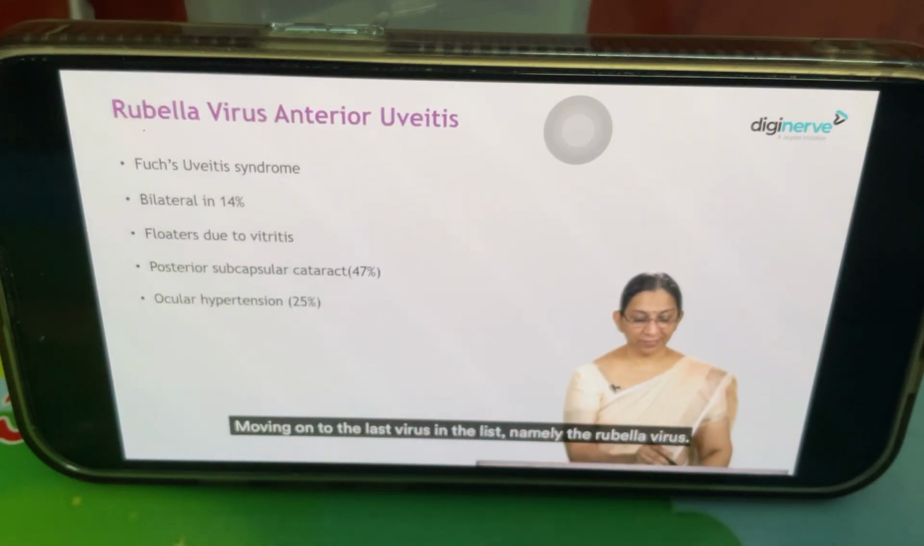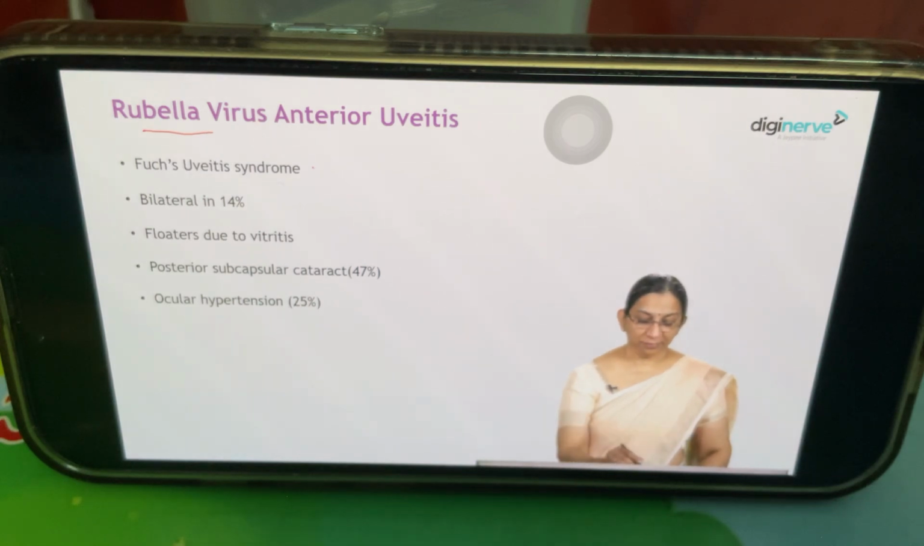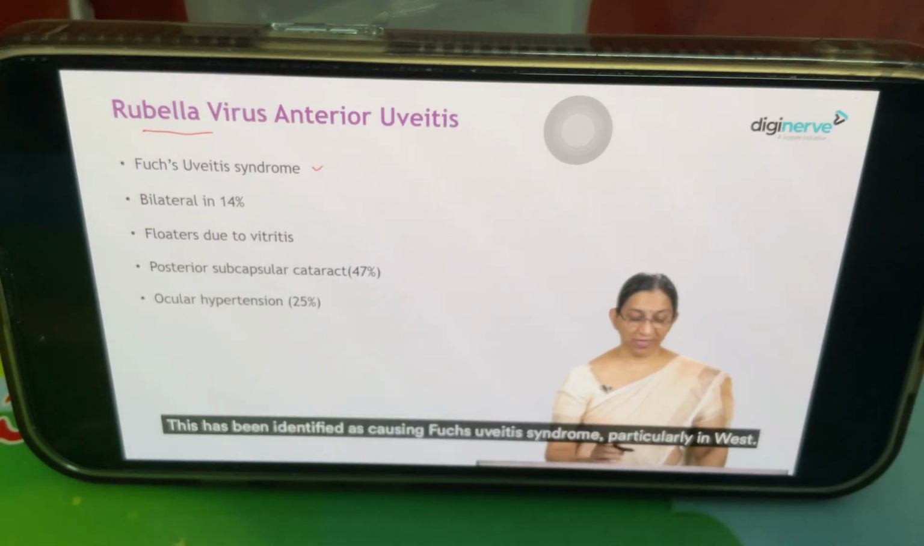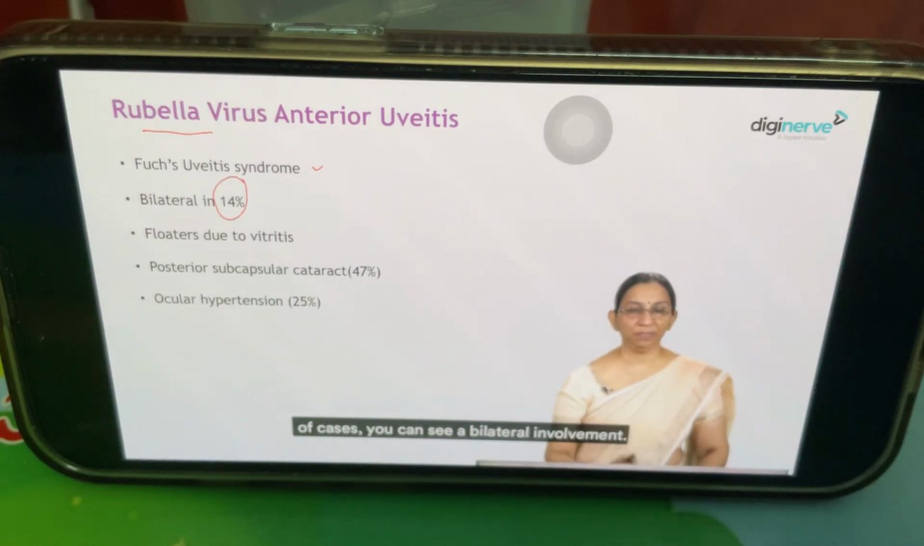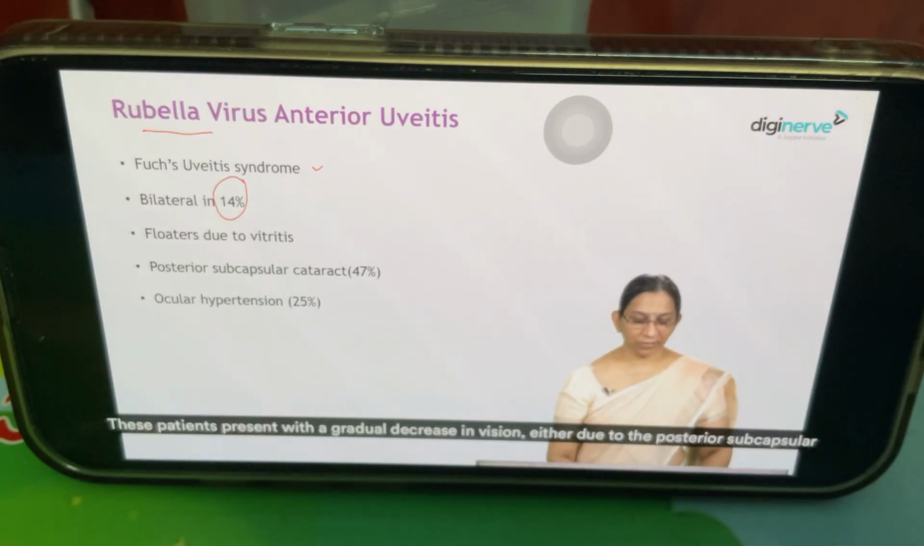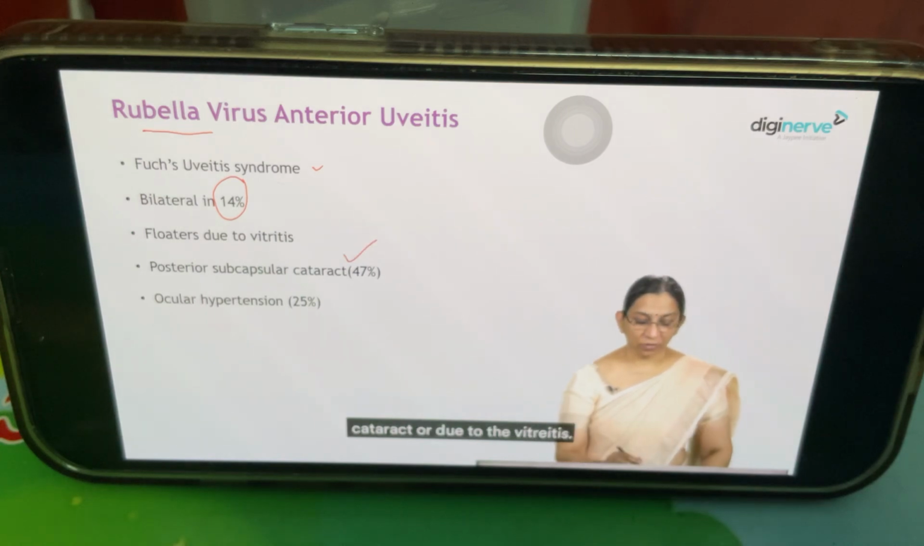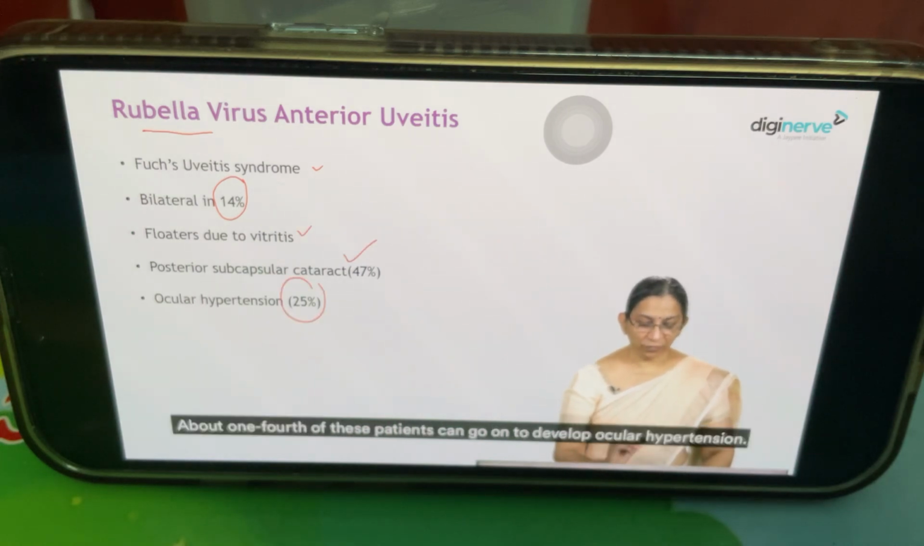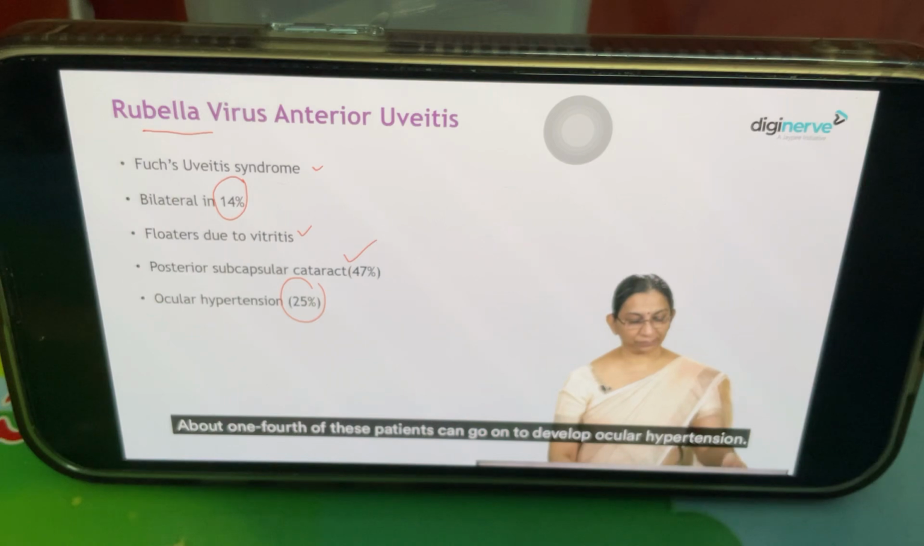Moving on to the last virus in the list, namely the rubella virus. This has been identified as causing Fuchs uveitis syndrome, particularly in the West. We know that Fuchs uveitis syndrome is generally unilateral, but in this case, in up to 14% of cases, you can see a bilateral involvement. These patients present with a gradual decrease in vision, either due to the posterior subcapsular cataract or due to the vitritis. About 1/4 of these patients can go on to develop ocular hypertension.